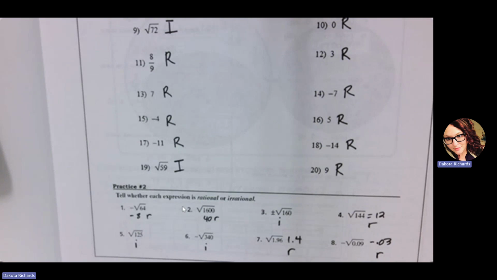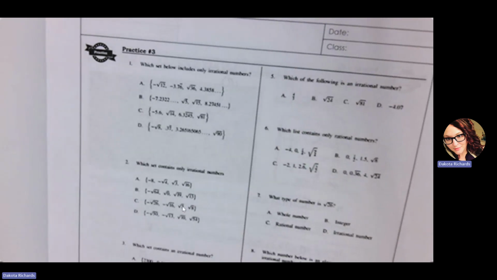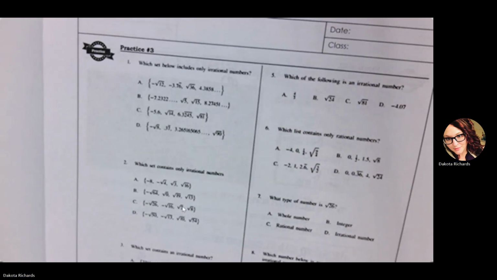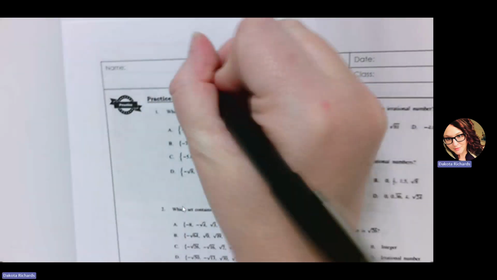Okay. So we did those examples together. All I want you to do for homework is the back. Okay. You've got 9 questions. You're trying to decide if it's rational or irrational. And then you're going to put your answers at the bottom, and we will check this at the beginning of class tomorrow. Make sure, okay, when you're done with this, this is the homework. So practice 3, this is the homework.